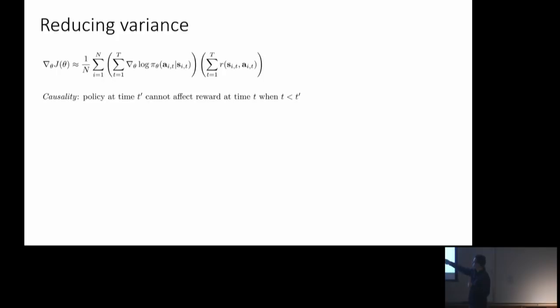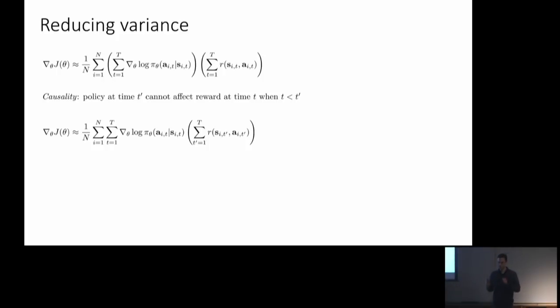So we're going to make use of causality, which is that the policy at time t prime cannot affect the reward at time t when t is less than t prime. The first thing we're going to do to make use of causality is distribute this sum into this sum. What I have written out here is exactly equal to the original policy gradient. I just did a little bit of algebra. I just distributed the rewards inside the sum over policies.